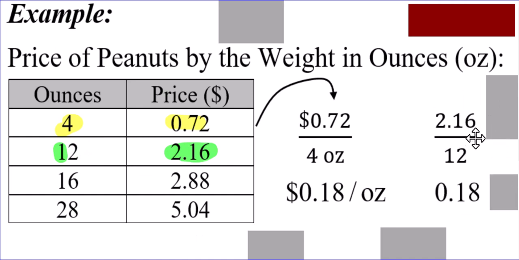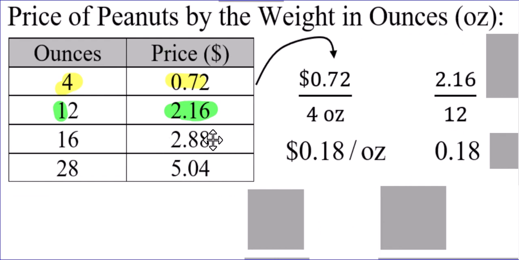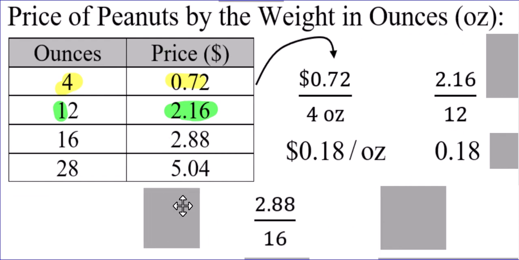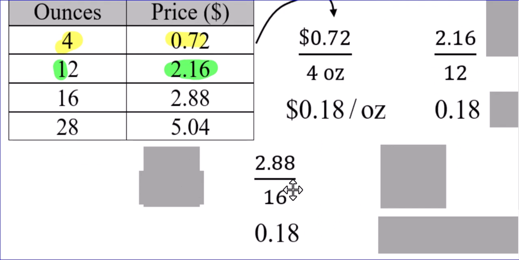We're actually using the division key. 216 divided by 12 gives us 0.18. So again, it's still the same ratio. Will that continue to work? What about 288 for 16 ounces? If I divide there, again, using my calculator, I get 0.18.